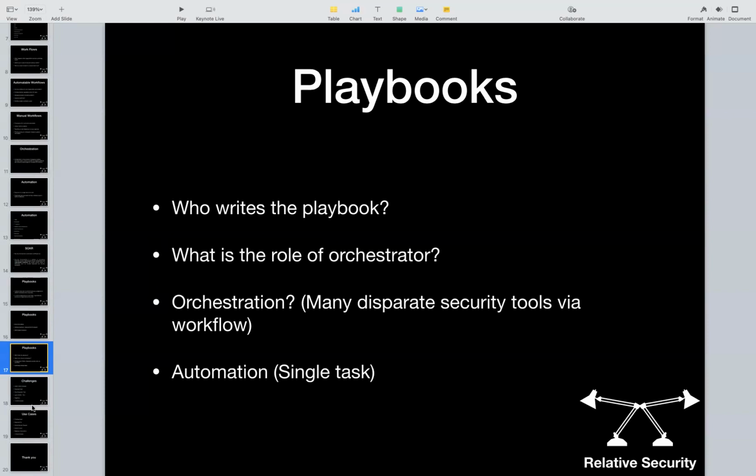So what is the role of the orchestrator? What is the orchestration? When you have defined the playbook and you have each and every step laid out, then it is easy because you know, okay, if there is a certain network connection, I have to contact the threat intelligence platform to check the reputation of an IP, or I have to check the reputation of the domain from where these connections are being made.